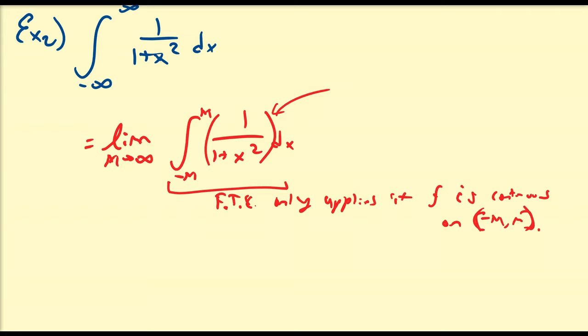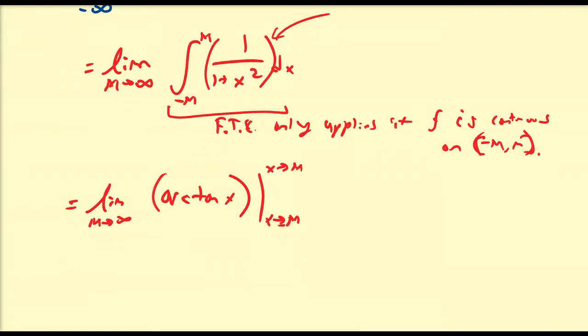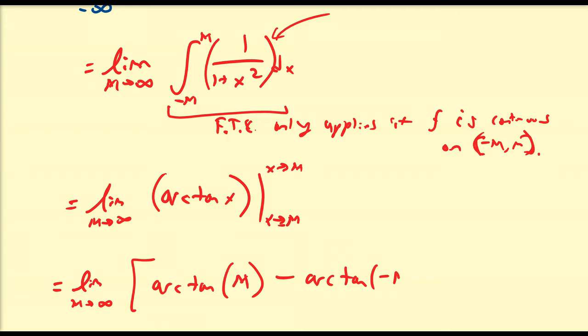So what is the antiderivative of 1 over 1 plus x squared? Remember that that is the arctangent function. So this is the arctangent function evaluated at x, and we need to evaluate this at m and minus m. Using the fundamental theorem of calculus, let's subtract our limits. So the limit as m goes to infinity of the arctangent of m minus the arctangent of minus m.